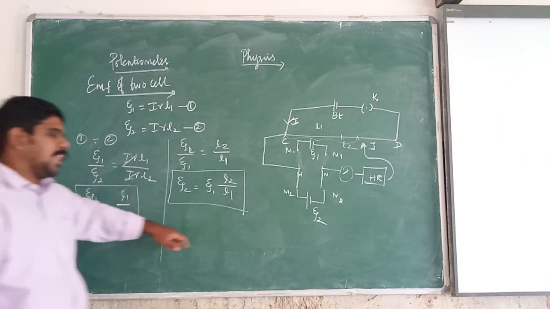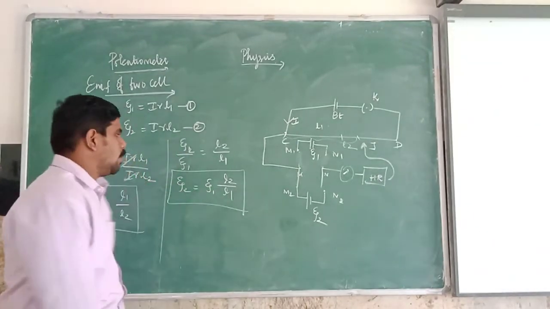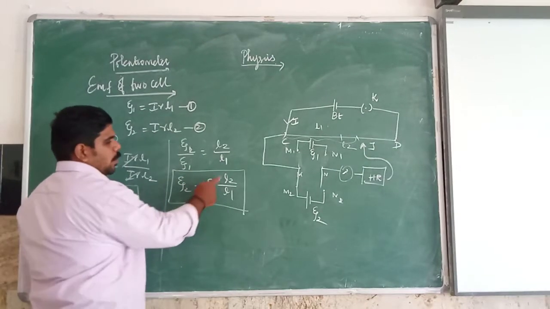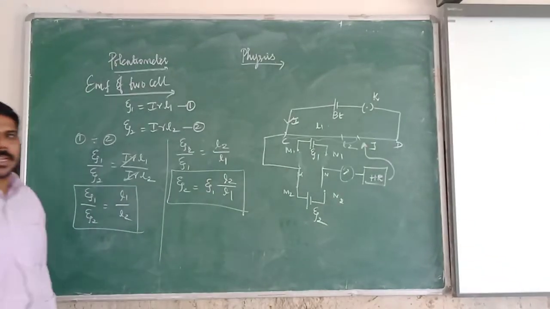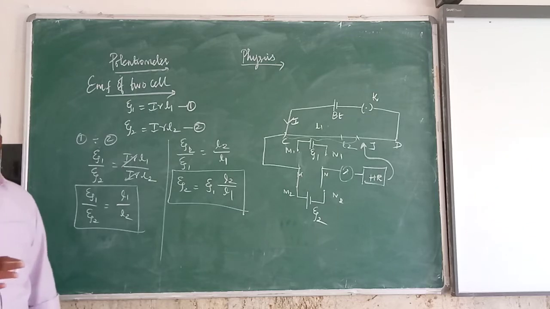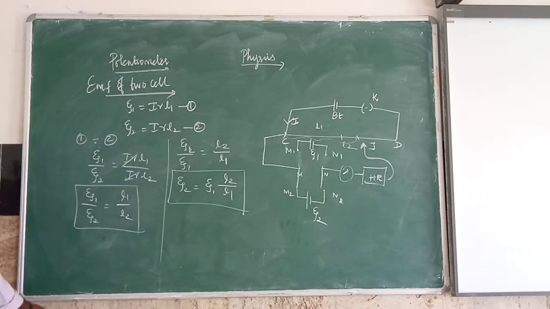If you want to determine the EMF of cell psi 2, what do we get? Psi 2 by psi 1 is equal to L2 by L1. So psi 2 is equal to psi 1 into L2 by L1. Clear? This is comparison of EMF of two cells by using potentiometer. One of our important 5 mark questions. Okay? Clear? The next one is done.